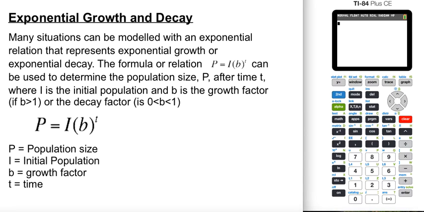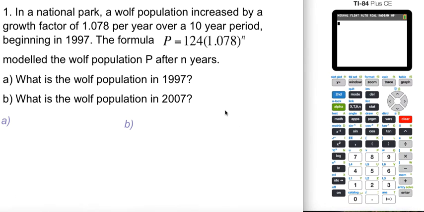So let's get into an example for a population of wolves. In a national park, a wolf population increased by a growth factor of 1.078 per year over a 10-year period, beginning in 1997. The formula P equals 124 times 1.078 to the power of n will model the population P after n years. So for n we put in the number of years since 1997, and P will tell us the population for that year.